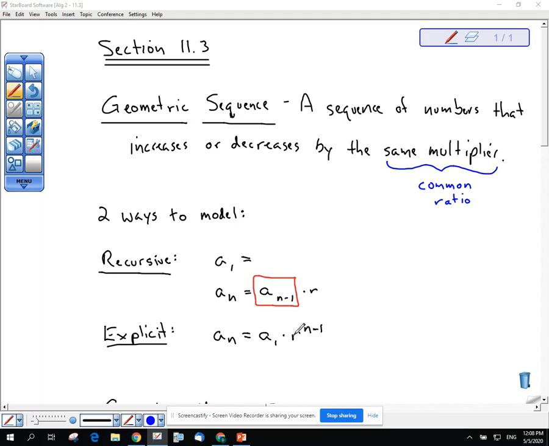Because to multiply it by r one time would give you the second term. To multiply by r two times would give you the third term. So if we want, again, just pick a number, we want the 8th term. 8 minus 1 would be 7. That's how many times I want to raise r, to the 7th power, to multiply by a1. That'll give me the 8th term. a1 is the first term, multiplied by r 7 more times to give me the 8th term.